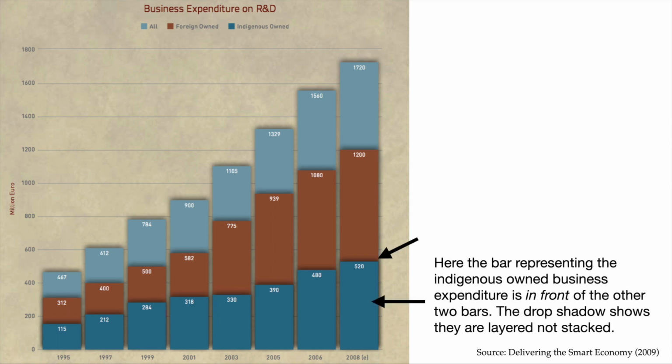So if we look here, the bar representing the expenditure by Indigenous-owned companies is actually in front of the bar representing the foreign-owned companies' expenditure. And that little drop shadow there, just underneath the dark blue bar, is supposed to give us a clue that one is in front of the other. So that's, I suppose, the designer's get out there, he's saying, look, I did a drop shadow there that shows you one is in front of the other. So these aren't stacked, they're layered from front to back.